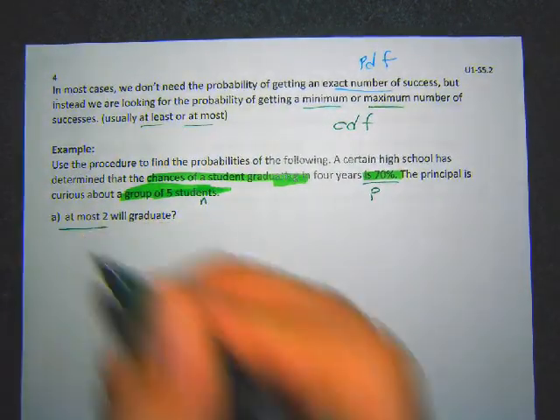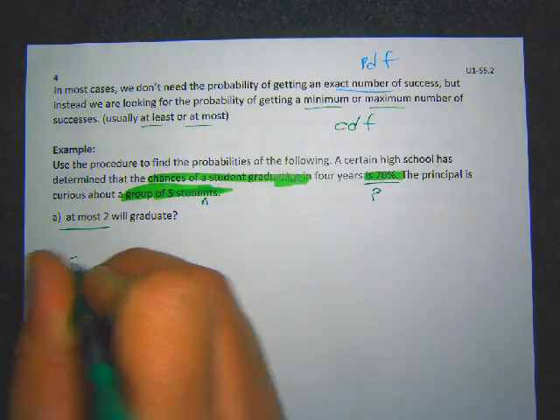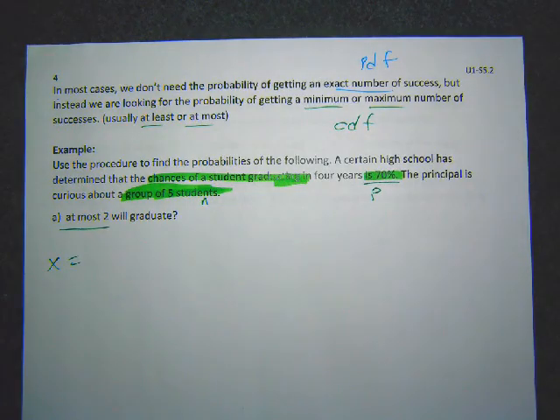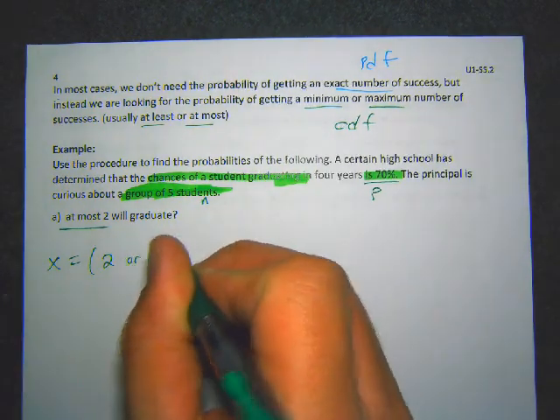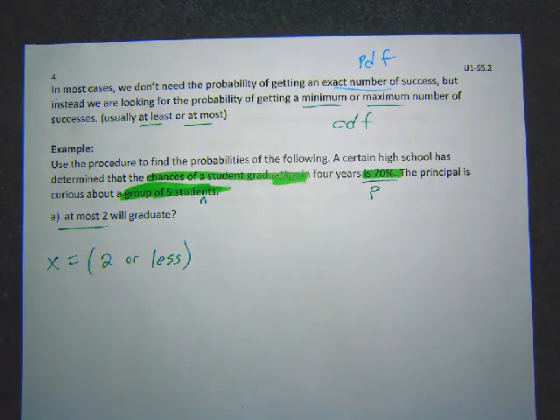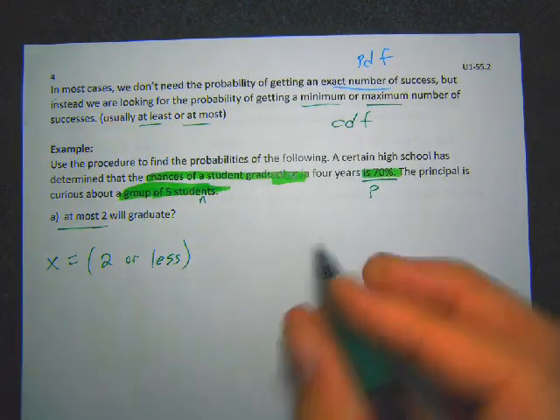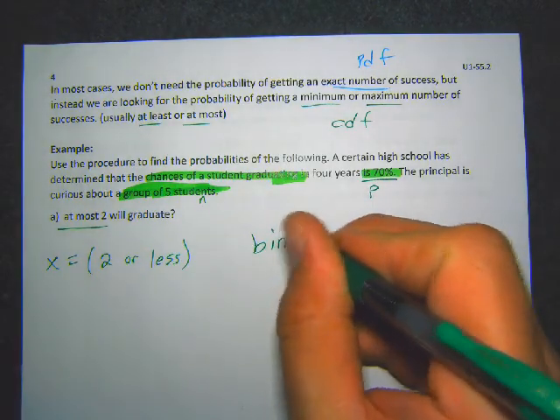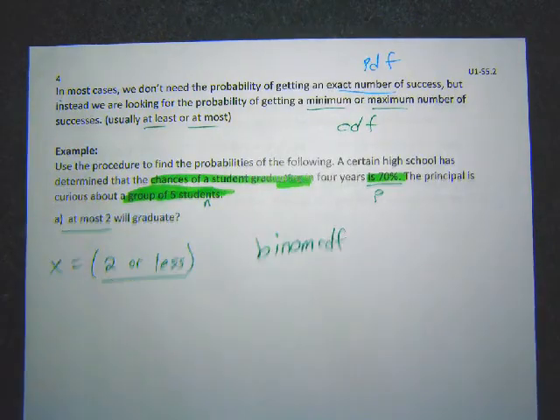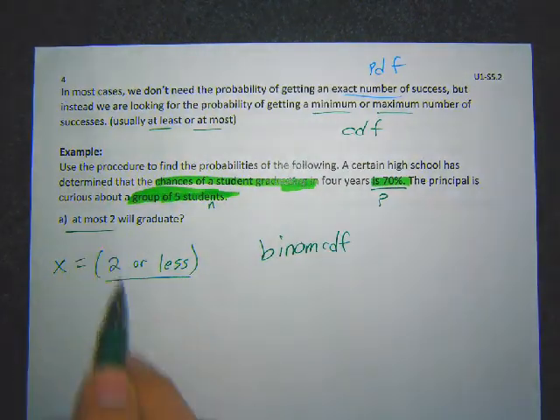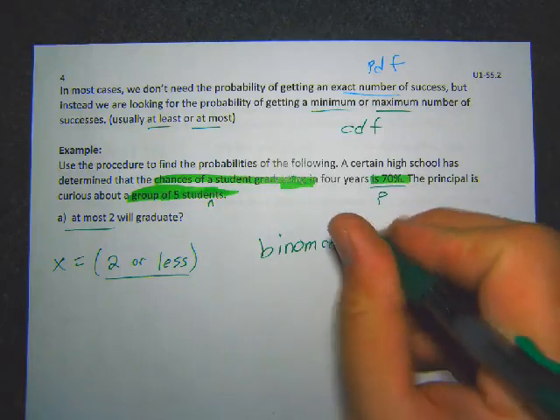First case, he's looking at most 2. So what's our X in this case? Well, at most 2 means 2 or less, right? 1 counts as at most 2, it's not bigger than 2. 0 counts, 2 counts. This is 0, 1, or 2. So this is 2 or less. That's what we're looking at now. Since this is this much or less, this is a binomial CDF. Again, CDF because we're looking at that much or less.